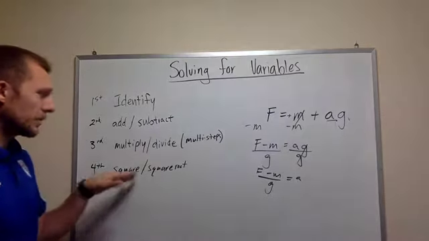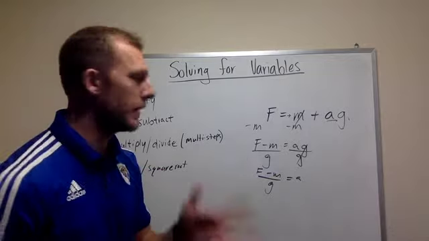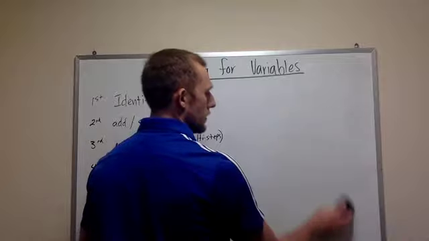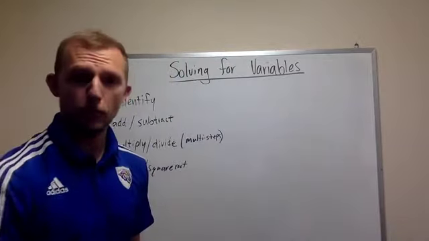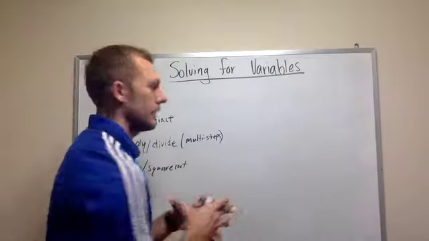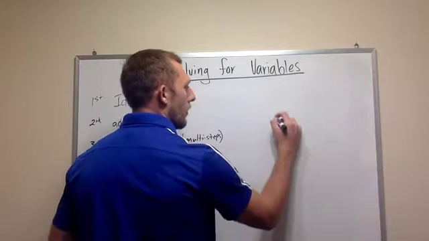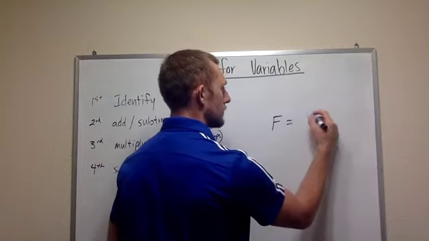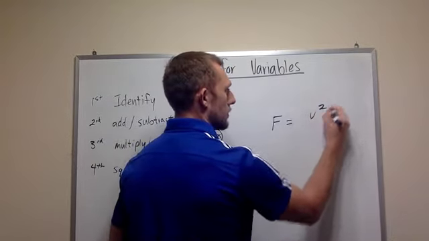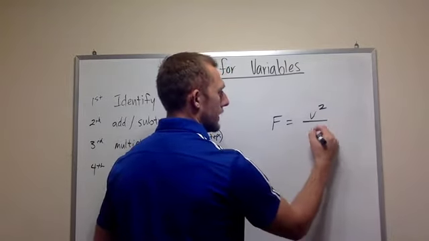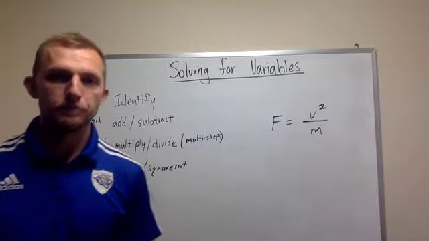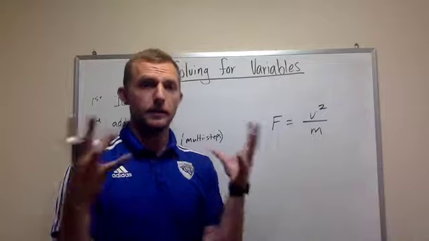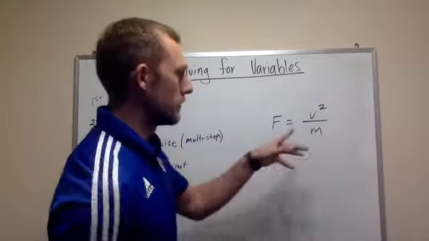The last part is square or square root. That's if you have an equation or a formula in which you have a variable squared. Let's look at it. Say we are trying to find the force of v squared all over m. A lot of people are going to look at it and worry, but don't worry.